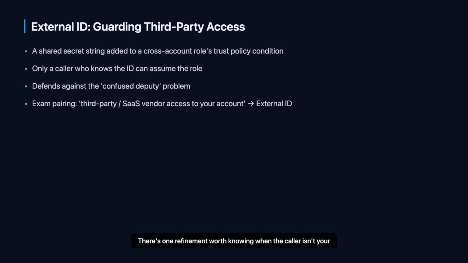There's one refinement worth knowing when the caller isn't your own company but an outside vendor. You add an external ID, a shared secret string, as a condition on the role's trust policy. Now only a caller who knows that secret can assume the role. It defends against a sneaky attack called the confused deputy problem, where an attacker tricks a vendor into using its access on your account. So the cue is simple. When a scenario describes a third party or a SaaS vendor needing access to your account, reach for external ID.